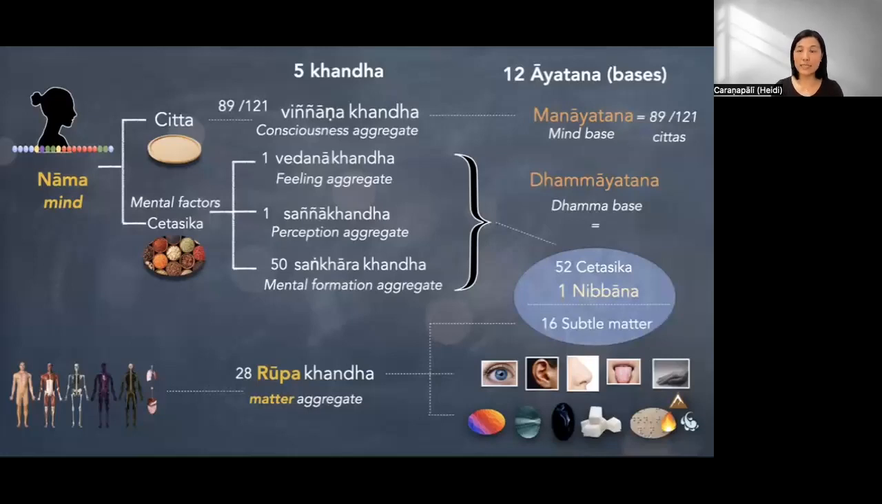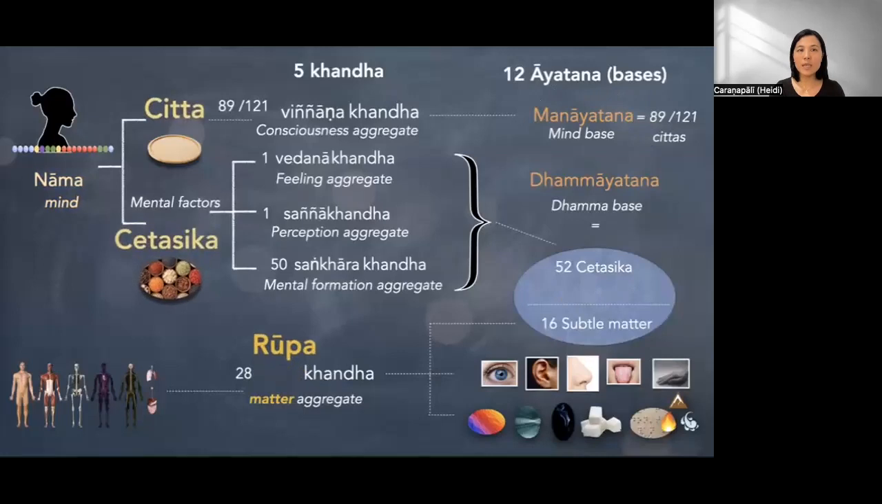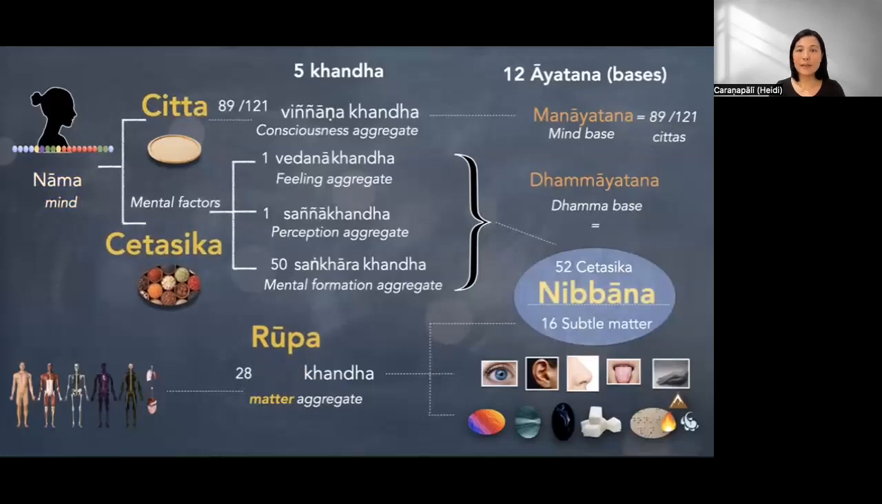So it's not included in the khandas, but it's included in the ayatanas, the 12 bases. So here you see, we are actually classifying only the same 4 types of ultimate reality: chitta, cetasika, rupa, and nibbana. Okay, so that's the 12 ayatanas here. Up to here, all good? Any question? Yes, Claudia?